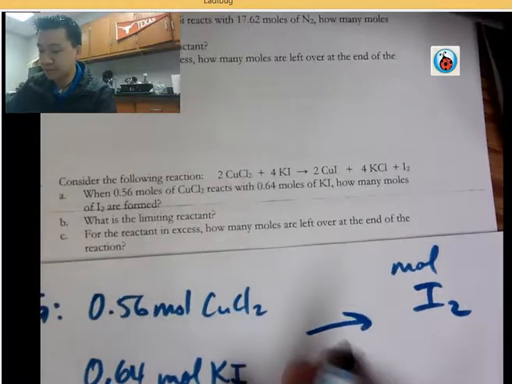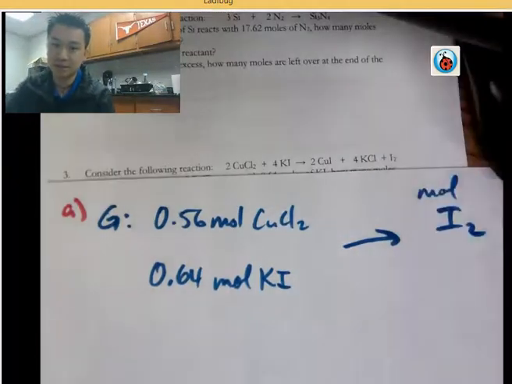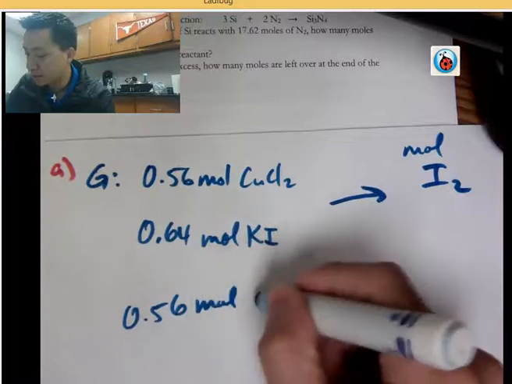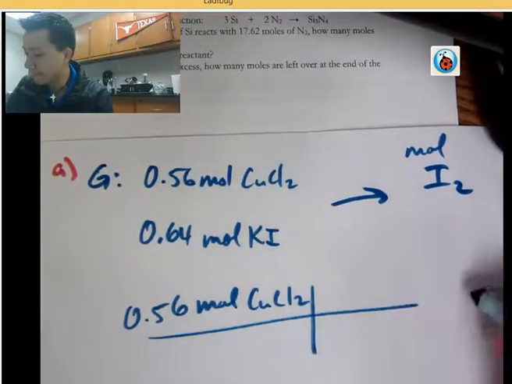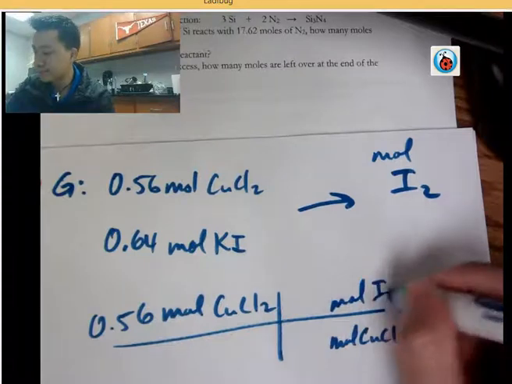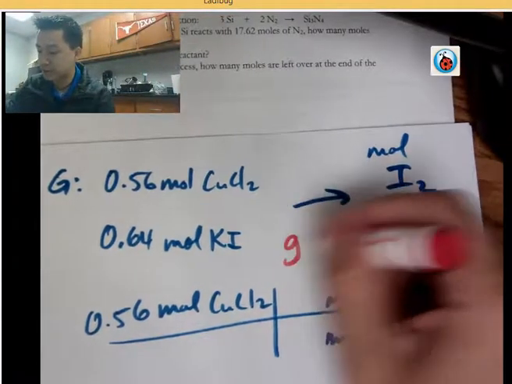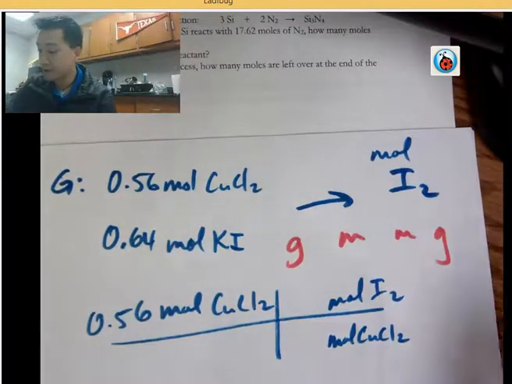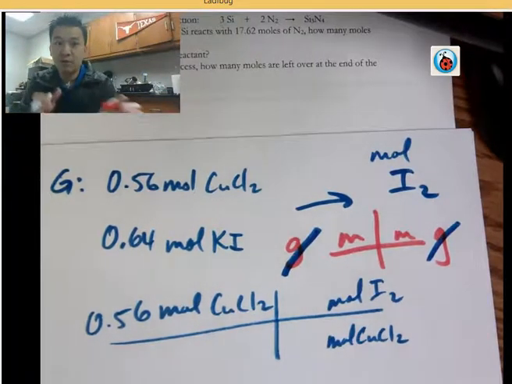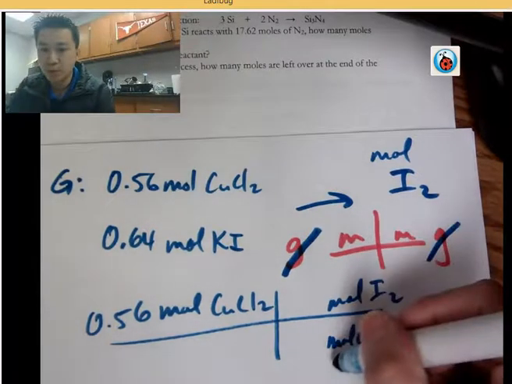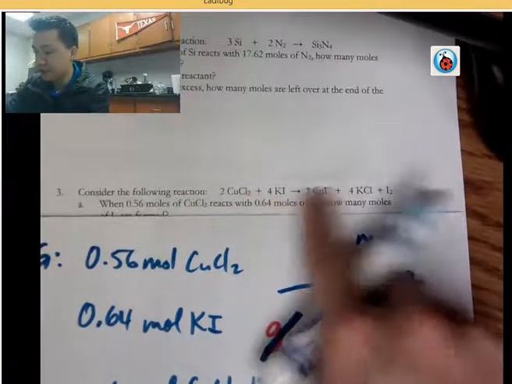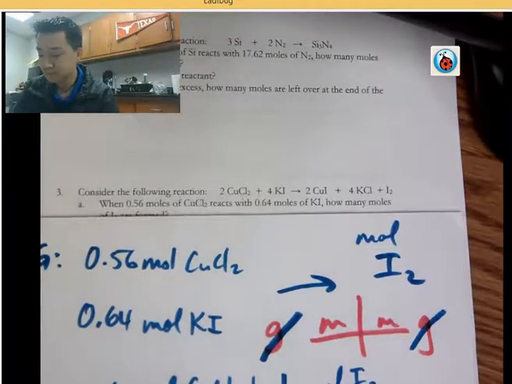Okay, so we have to set up the problem twice, one for each reactant, to see which one produces less. So 0.56 mole of CuCl2, and copy the unit down here, mole of CuCl2, and we're trying to get to mole of I2. If you remember the order, it's grams, mole, grams. We're only dealing with the two in the middle right now. There's no grams involved in this, so that goes out. So it's just mole to mole, mole of one thing to mole of the next thing. Where do I get the number? I get it from the balanced equation. I2 is 1, CuCl2 is 2. Then I'll get an answer.